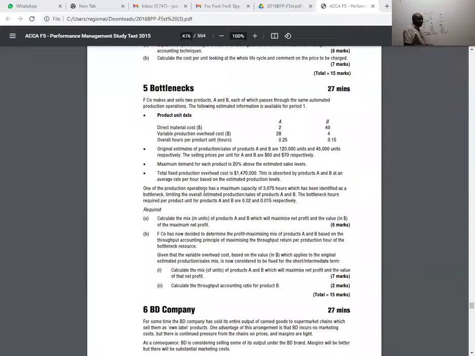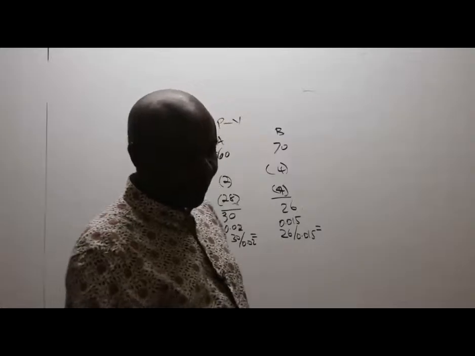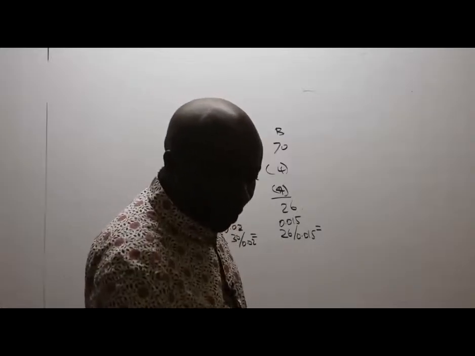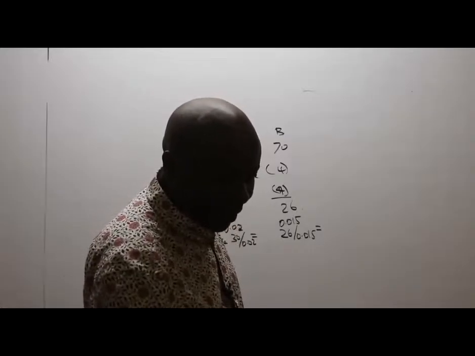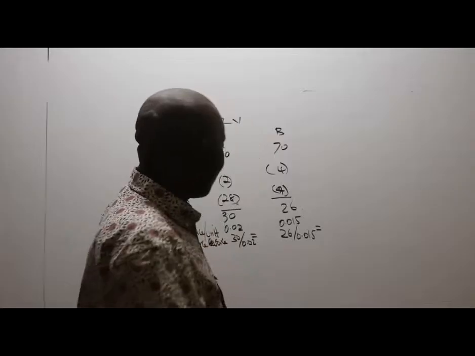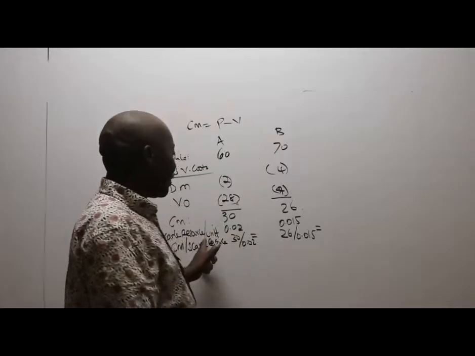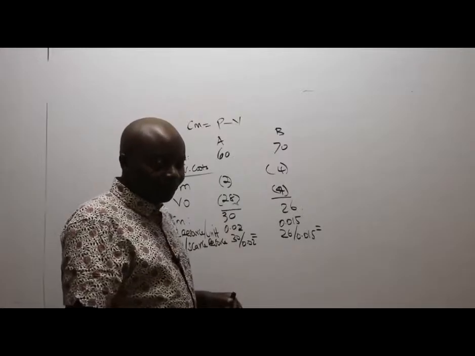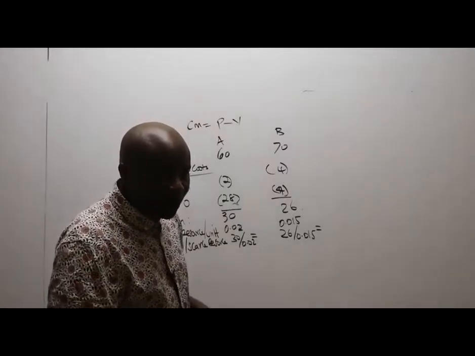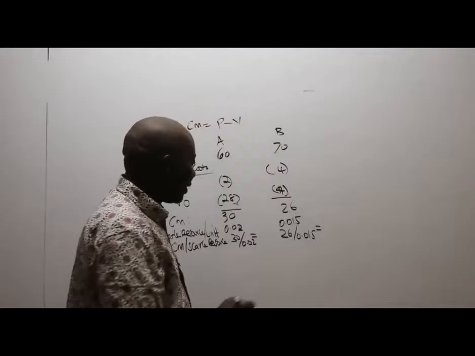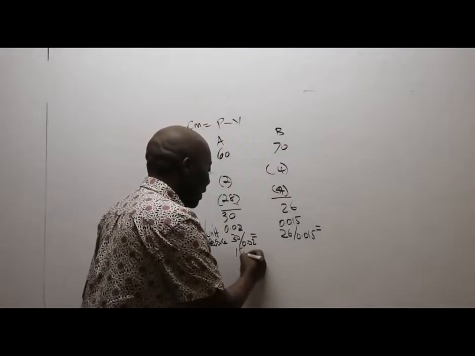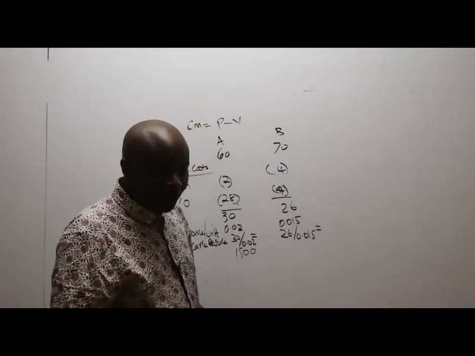So what is 30 divided by 0.02? We're getting now the CM per scarce resource. So we're dividing. So Techno tells me 1,500. So 1,500. How about the second one?